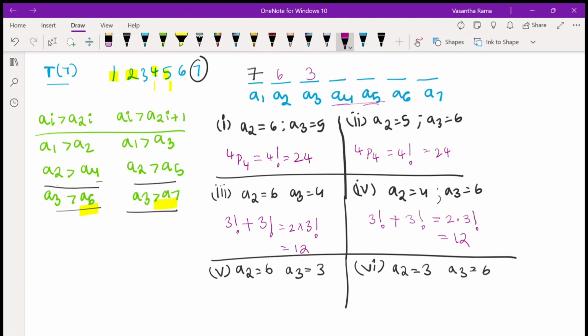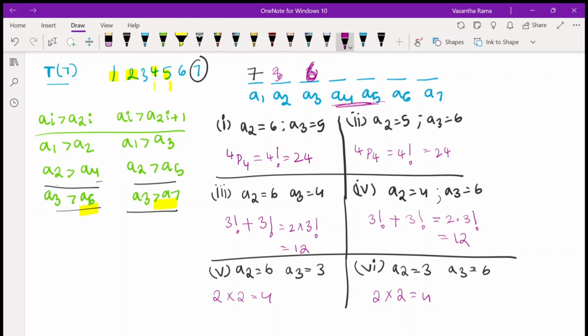So 4 and 5 should fit in A4 and A5. So there would be two ways, 2P2, 2 factorial, two ways of filling 4 and 5 in A4 and A5, right? Into two ways of filling the other two numbers in the other two boxes. That would be 4. Similarly, if A2 is filled with 3 and A3 was filled with 6, there would be the same problem of not being able to fill 4 and 5 in A4 and A5. So 4 and 5 should go into A6 and A7, right? So that would be 2 into 2 ways again. That is 4 ways, right?